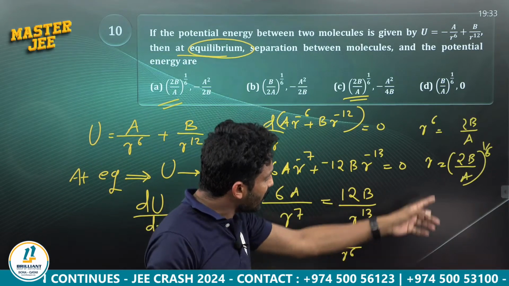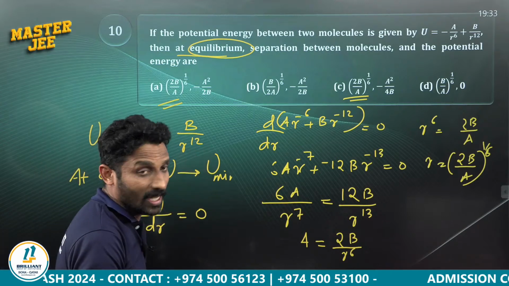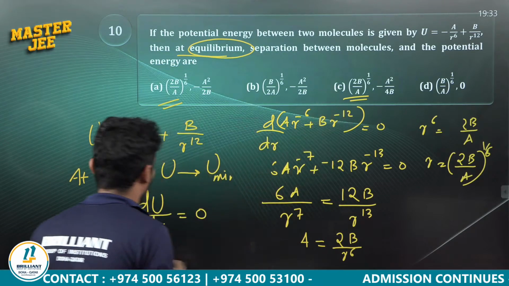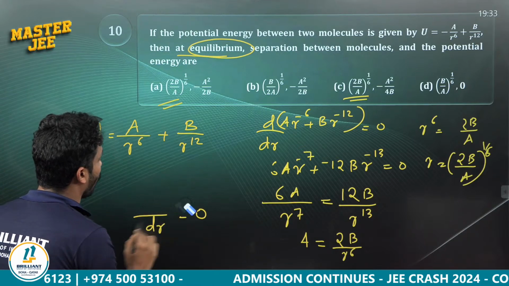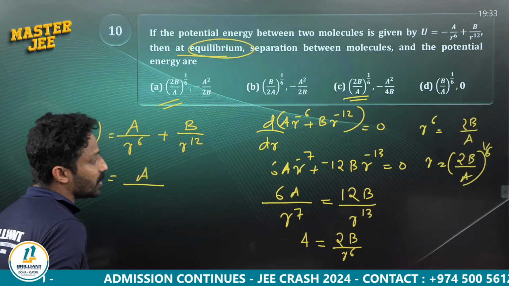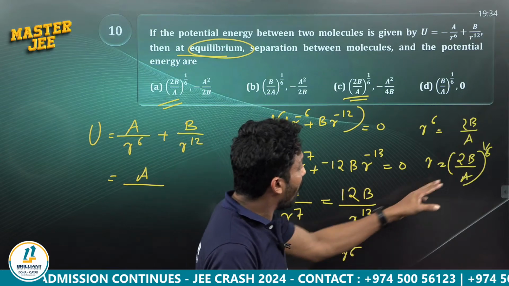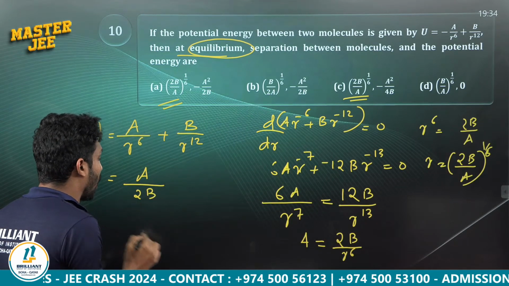Then we have to put this value of R into the potential energy equation, and we will get the potential energy. U is equal to A divided by R raised to 6. What is R raised to 6? R raised to 6 is 2B divided by A.